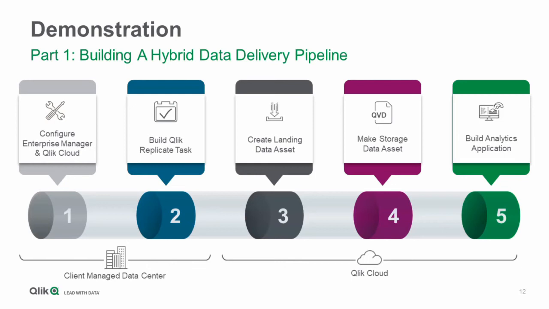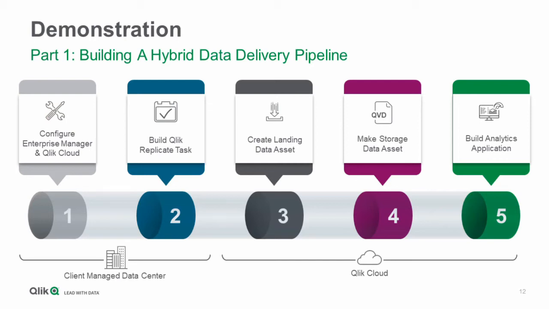Building a data pipeline consists of 5 steps. The first step, which is a one-time configuration, ensures that Enterprise Manager can talk to Qlik Cloud. The second step is to build a replicate task that will land our data into an AWS bucket. The third step is to create a landing asset and associate it with a Qlik Replicate task, and that's for command and control of the replicate task.